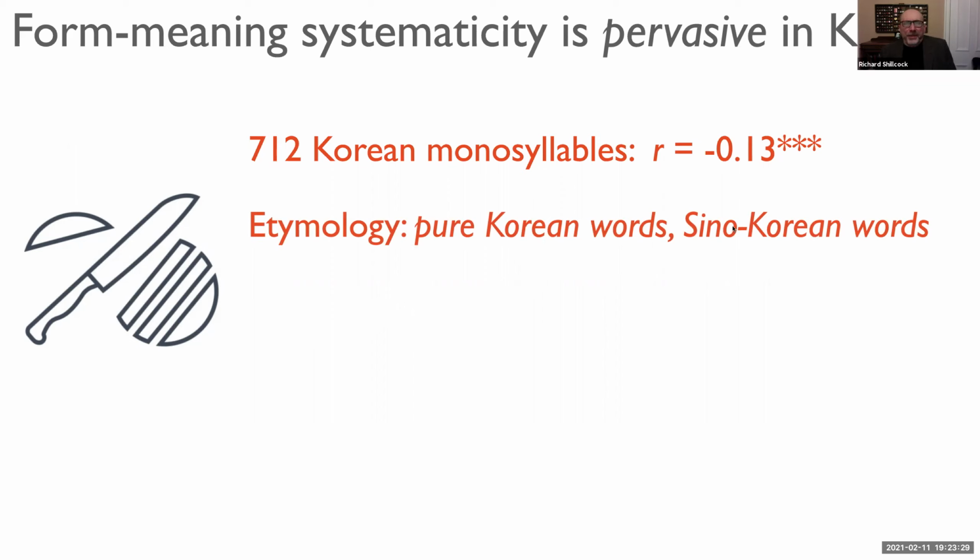So Korean has been influenced for a long time by Chinese from the north, and there are lots of words in spoken Korean that are clearly of that kind of origin. So we divided them up into pure Korean words and the so-called Sino-Korean ones, the ones that came from China. And what you find is the systematicity is still there in the 2 halves.